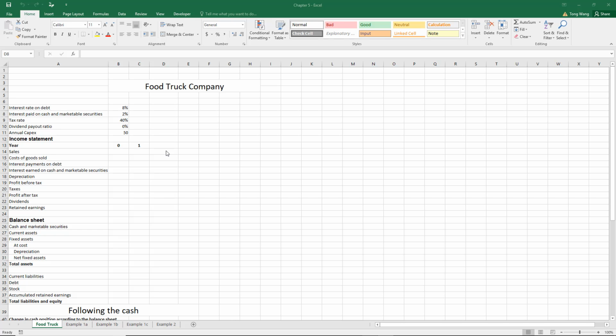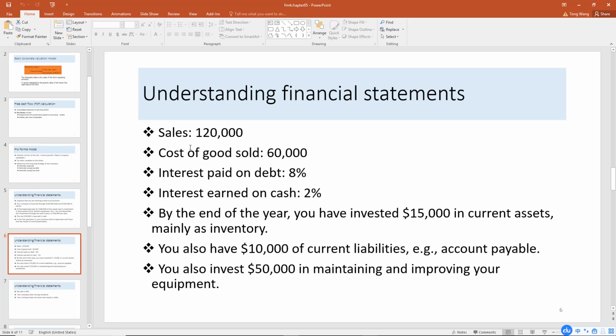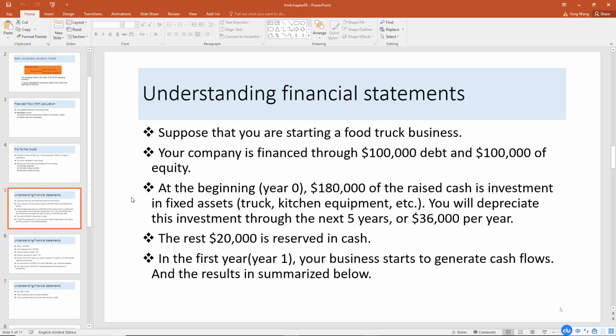Okay, as we know, a firm has three major types of financial statements. Right? We have the income statement, we have the balance sheet, and we have the consolidated statements of cash flow, or cash flow statement. So first, let's take a look at an example. In our example, you are starting a food truck company, and to get your company started, you finance through both debt and equity. So you borrow $100,000 in debt and then issue $100,000 of stocks.